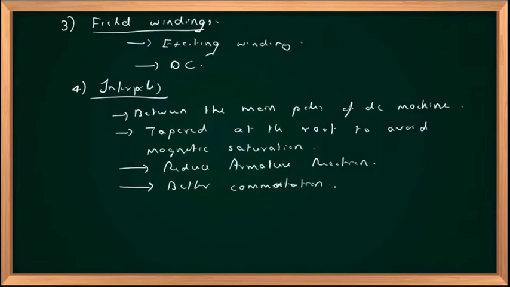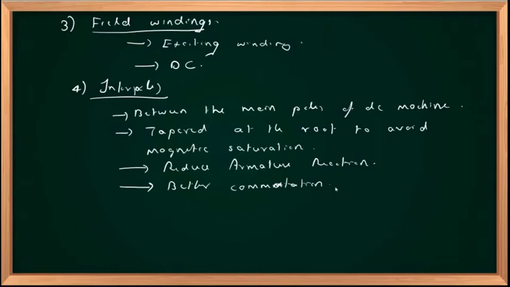What is commutation? The process of converting AC to DC is called commutation, or vice versa. The process of converting DC to AC is called commutation. That means basically all the machines are working on Faraday's laws, right? So if you are rotating a conductor inside a magnetic field, this magnetic field will be continuously cut by these conductors. So an EMF will be induced inside these conductors.